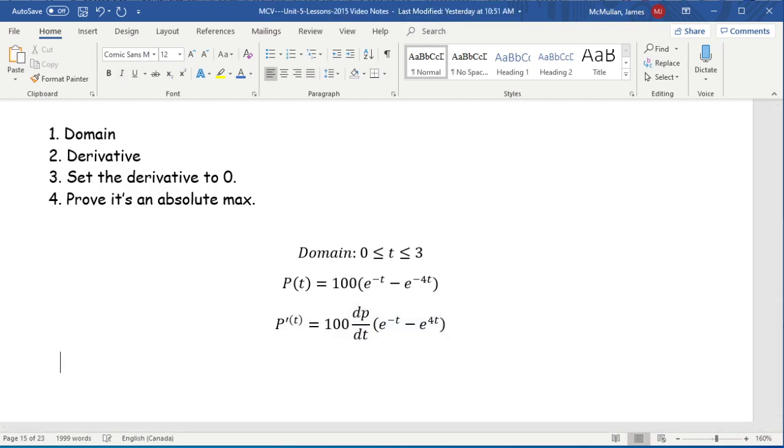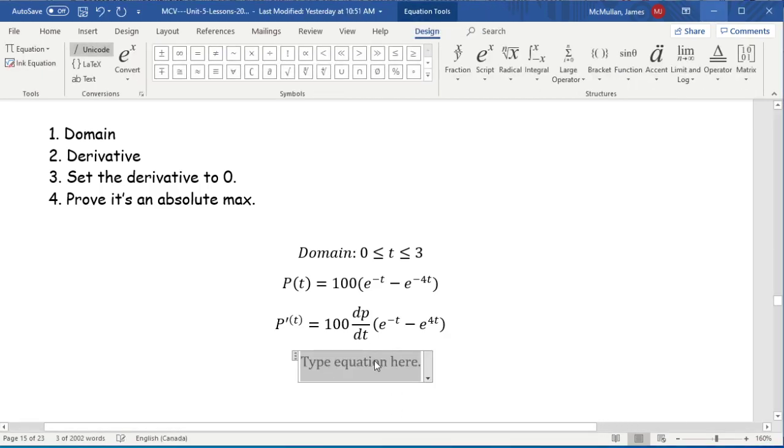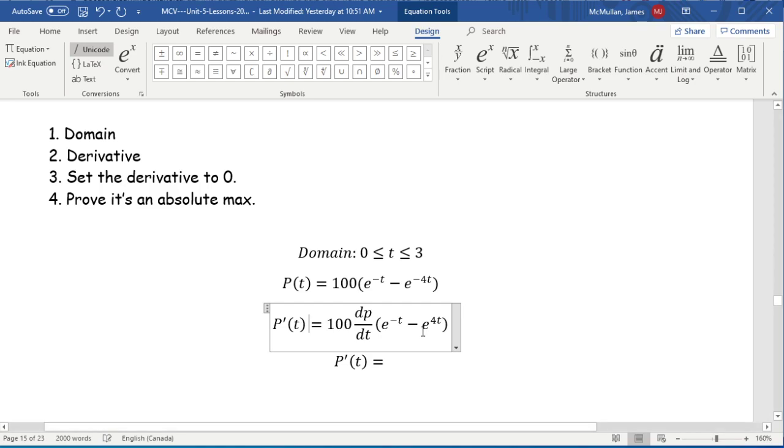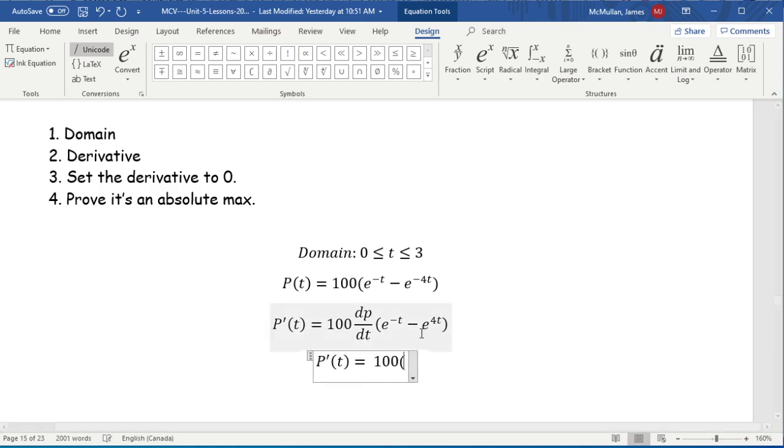You don't need to worry about that 100. You can distribute it, or you can do what I'm doing here. Okay, so what I'm going to do here is take the derivative, so P prime of t. Sorry, not sure why this went up in the exponent here. Okay, so P prime of t, we get 100, and then we take the derivative. So we copy out e to the negative t exactly as you saw it, and then times its derivative, which is negative 1. Then you have e to the negative 4t. I think that's a typo there.